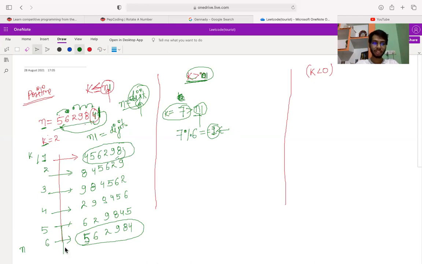Okay, because in case I consider 7, what will happen? This is 4, this is 5, this is 6, this is 2, this is 9, this is 8. So this is nothing. This is equal to the first rotation.